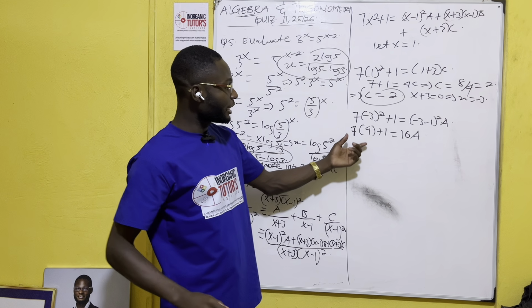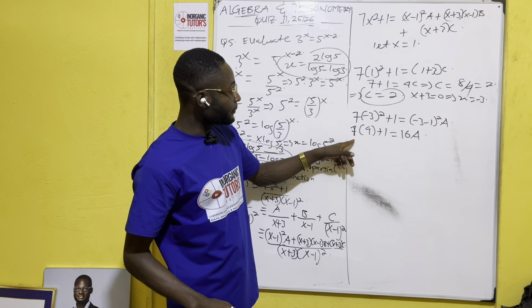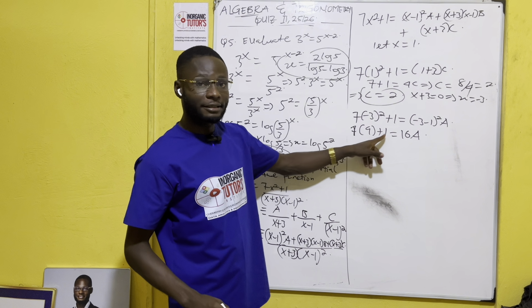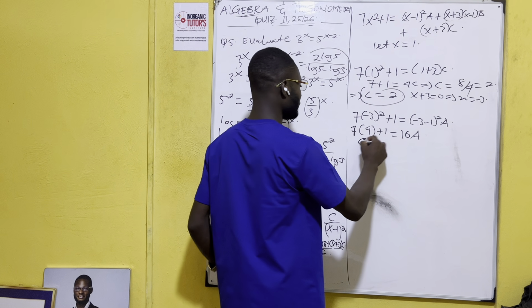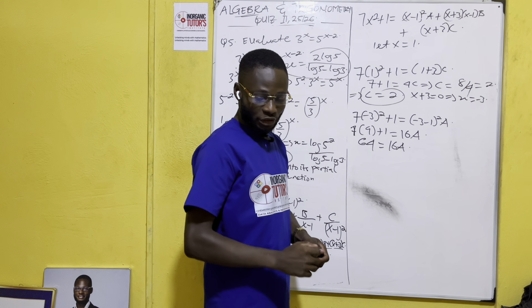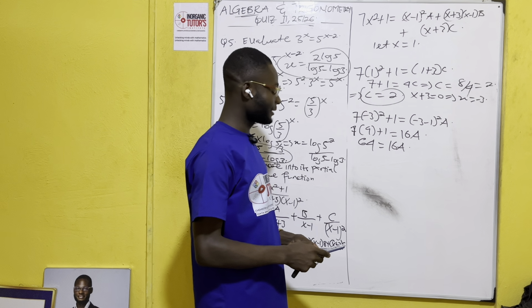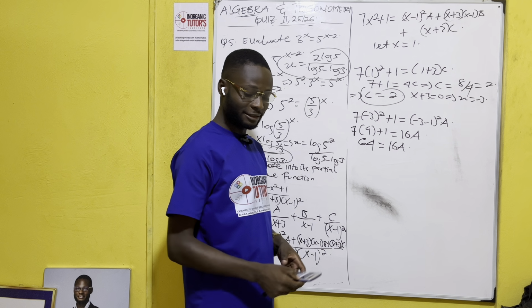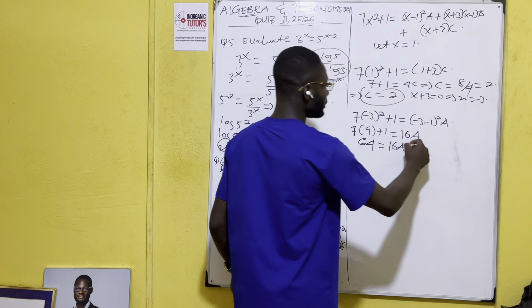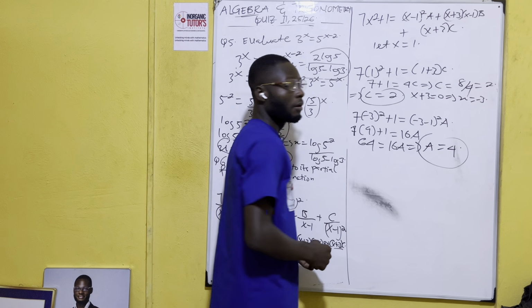We need a, so we have to make sure that we multiply this. So 63 plus 1 is 64 is equal to 16a. Now we need a, so what do we do? We have to divide 64 by 16. So 64 by 16, and that is 4. So this implies that our a is equal to 4, right?